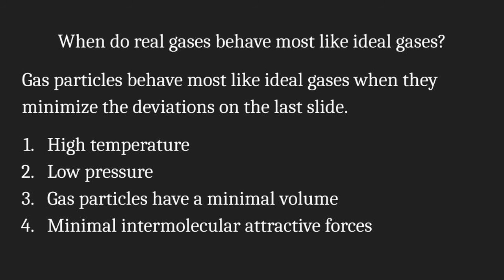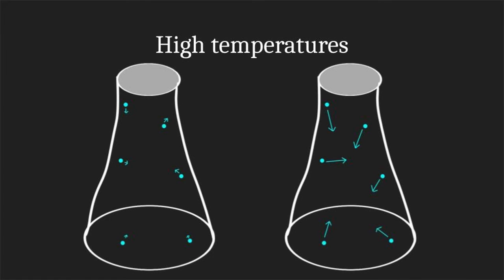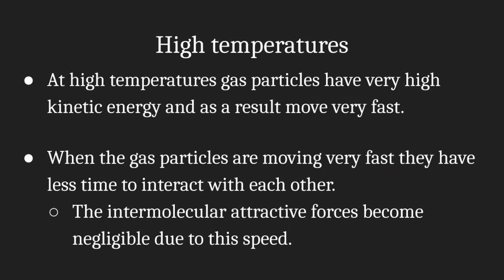If you're in a higher level class, or you're just interested, we're going to go over all 4 of these bullets in detail. So first, let's talk about high temperatures. On the right, the particles are moving faster, and we can see that because the arrows coming out of them are longer. And remember, at high temperatures, gas particles have very high kinetic energy, and as a result, move very fast.